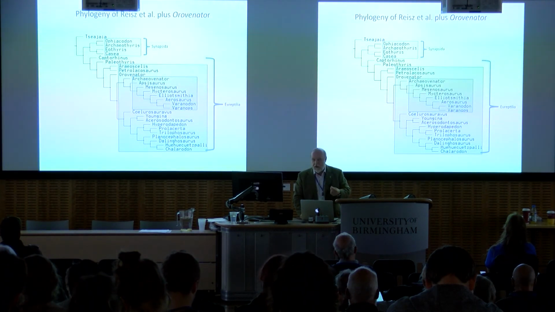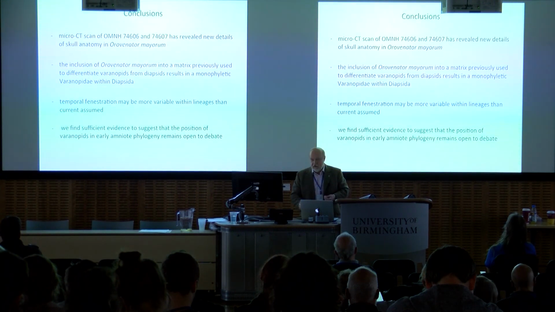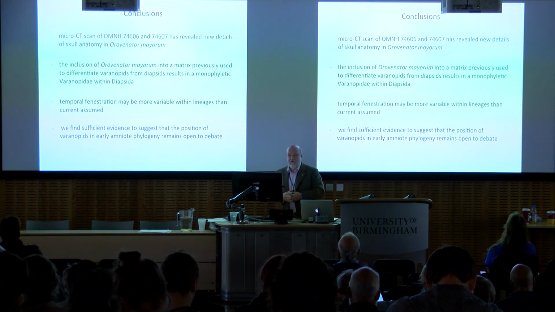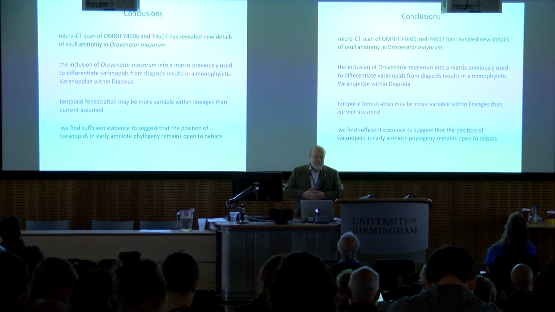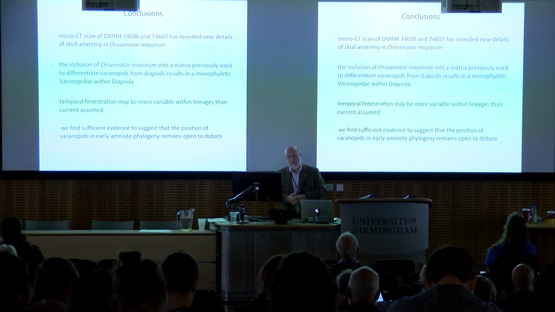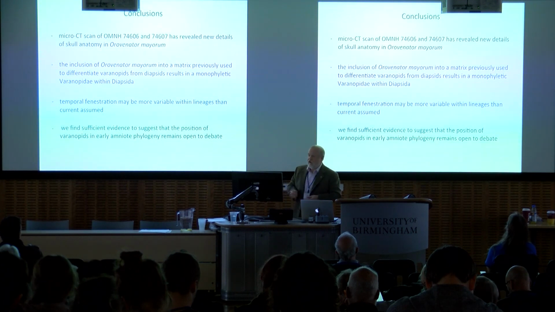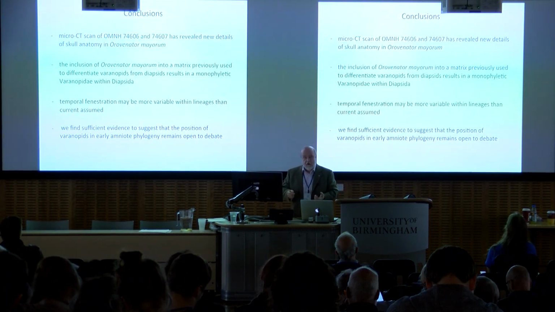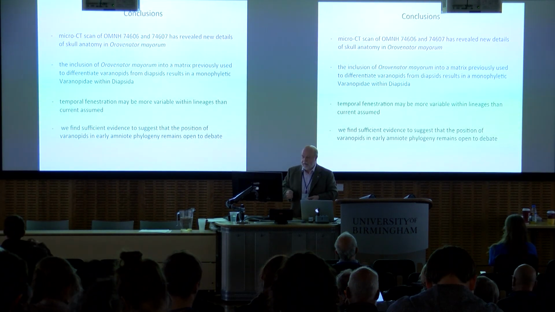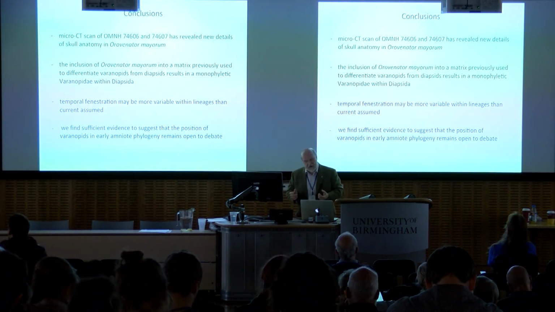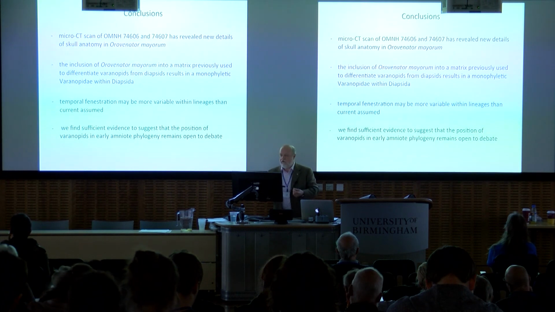So very briefly, what are my conclusions from this? Certainly that the micro-CT scan of the 2 specimens from Oklahoma has revealed incredible new details, which we can work on for the anatomy of the skull of Orovenator. And the inclusion of these data into a matrix previously used to differentiate between varanopids and diapsids results in a monophyletic Varanopidae within Diapsida. And we must also assume that temporal fenestration may be more variable within these lineages than we currently believe.